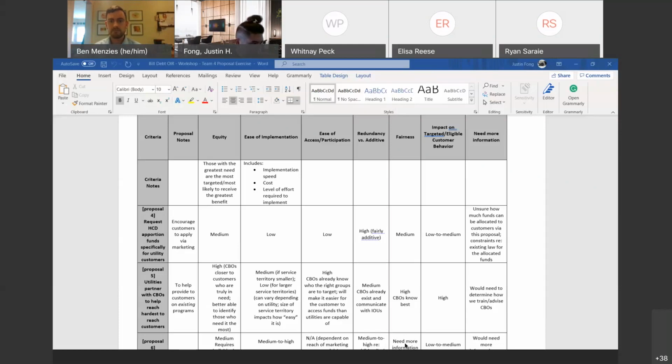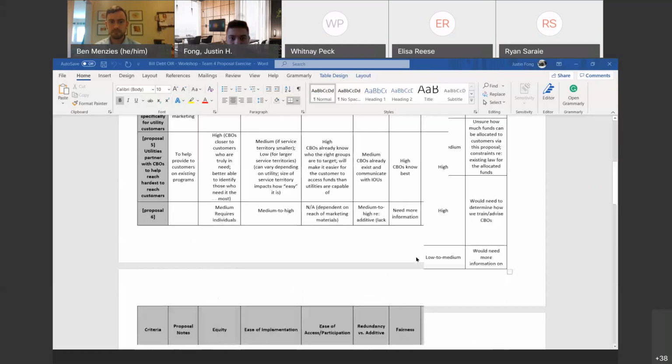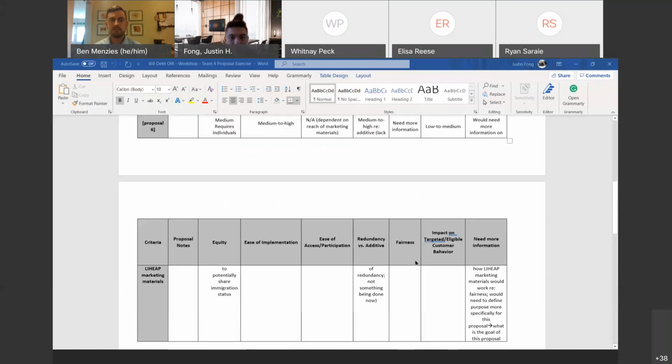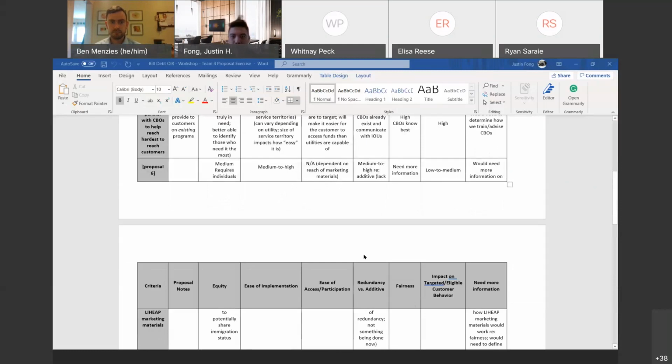And Justin, if you would mind scrolling down to Proposal 6, just between the 2 pages. That's perfect, thank you. The next proposal, which SCE brought up, was providing LIHEAP marketing materials to give customers a platform to access LIHEAP funds that can be used for arrearages.